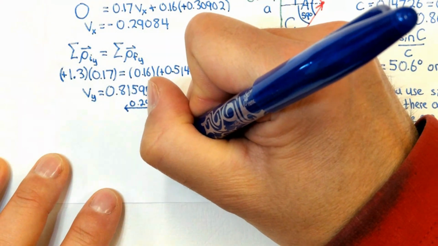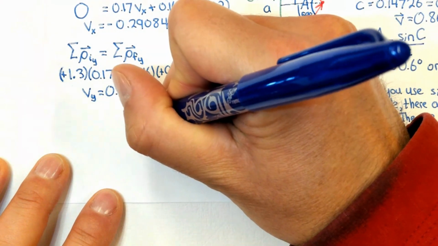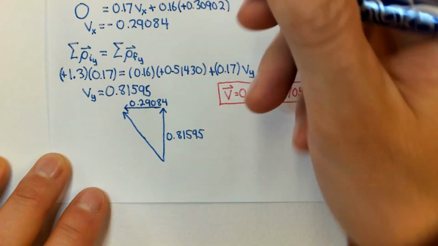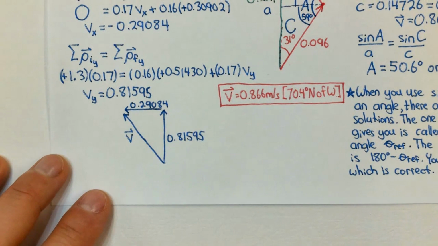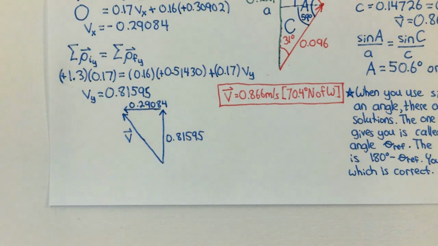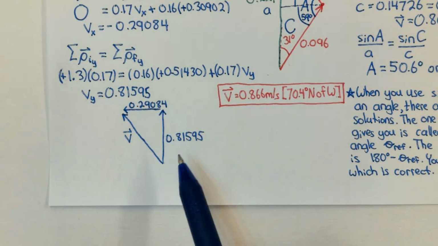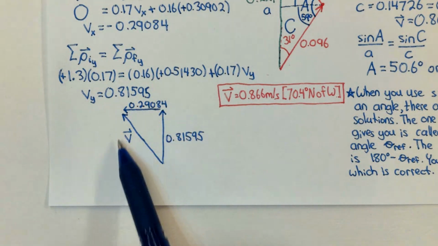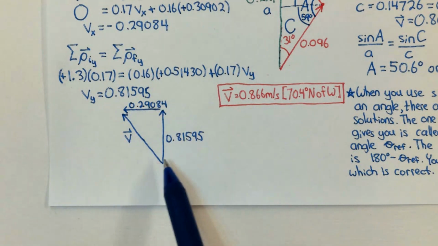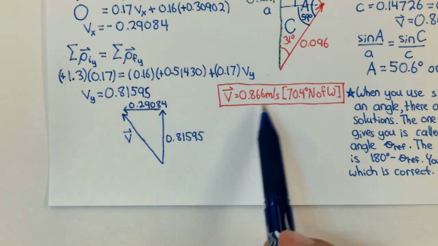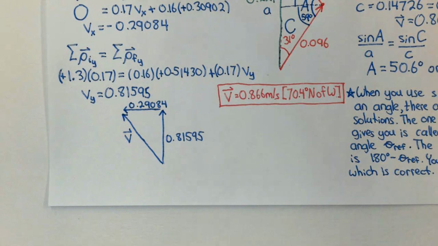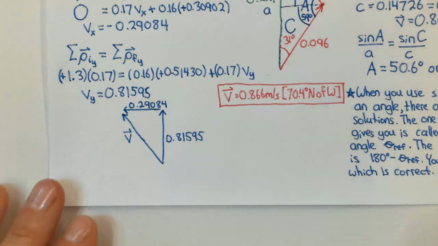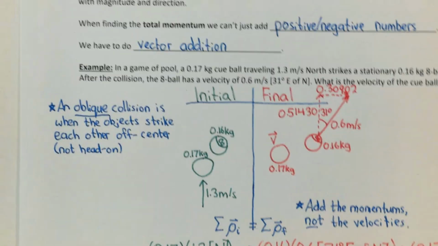So combining those together gives me my total velocity. I'll leave it up to you guys to do that, but a little bit of Pythagoras to get the magnitude, a little bit of sine, cosine, tangent to get the direction, and we will get the exact same number that we got here through using sine law. So there you have it.